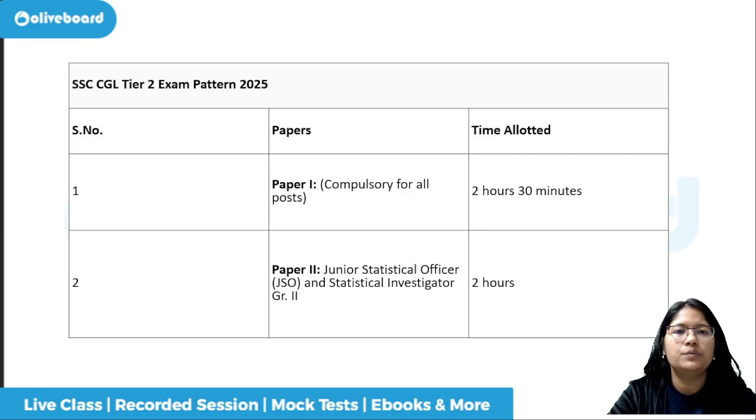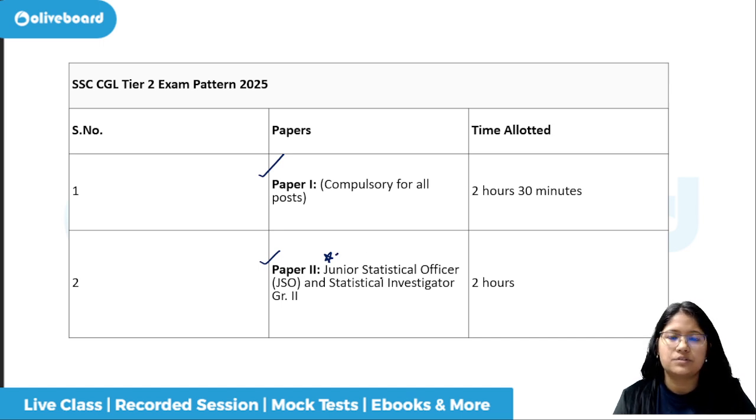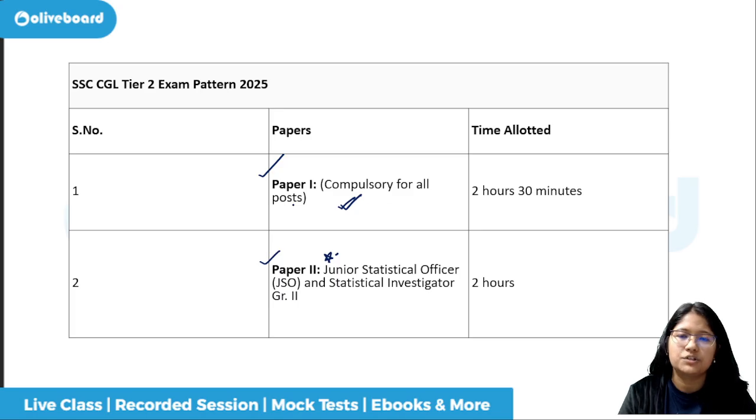In this particular video, we are going to discuss SSC CGL Tier 2 and specifically focus on the current affairs section, how to deal with it. All right. So first of all, you all must be knowing by now that in SSC CGL Tier 2, there is paper 1 and paper 2. Paper 2 is only for those who are applying for, say, junior statistical officer, that is your JSO, and the statistical investigator, that is your, again, a grade 2 post. But we are more focused on paper 1 as of now for this particular session.